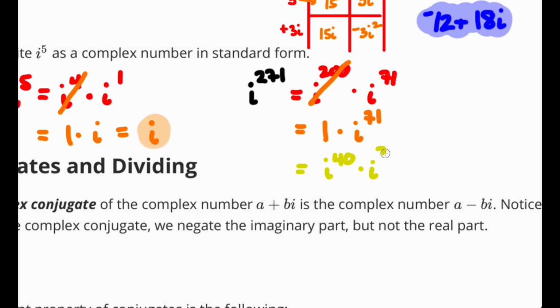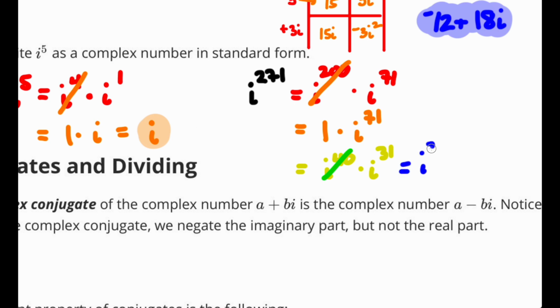And we're going to have I to the 31. By the way, you could choose any numbers you want, as long as they're divisible by 4, multiples of 4, and it will work like this. So I to the 40 is equal to 1, so now you have I to the 31st power. Okay, a good number that's divisible by 4 for that.